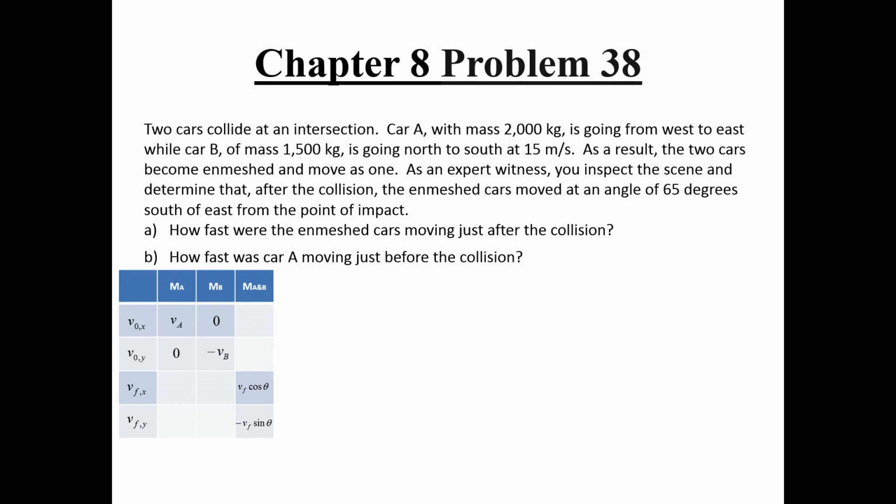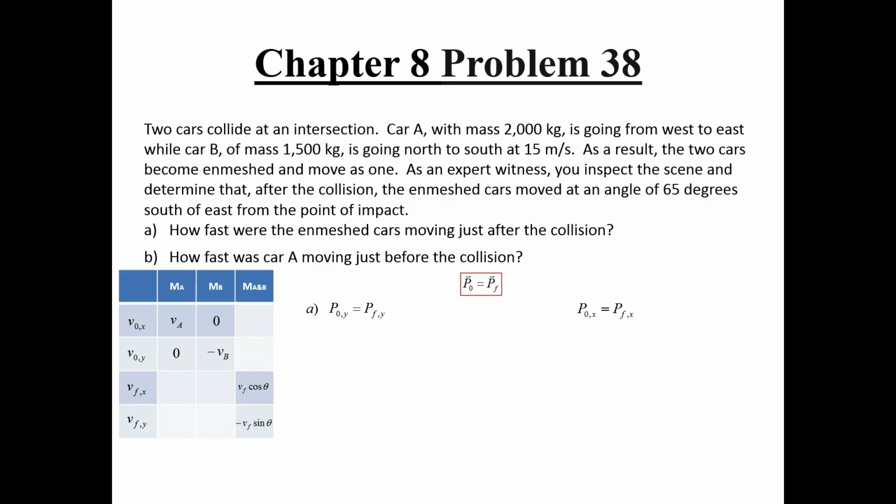Now, let's find the speed of the enmeshed cars. To do this, we will use conservation of momentum. The total momentum in this situation is conserved, which means that the momentum in the y direction is conserved and the momentum in the x direction is conserved. Since we are only given the speed of car B and it's only moving in the y direction, we can use the conservation of momentum in the y direction to solve for the final velocity.